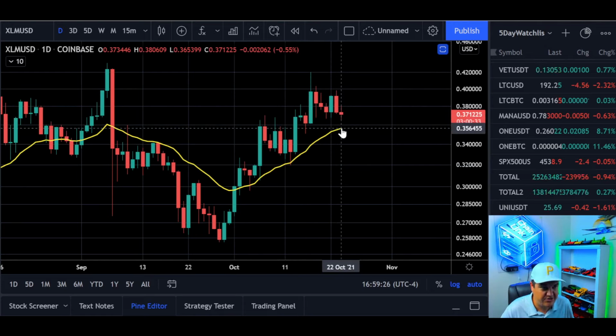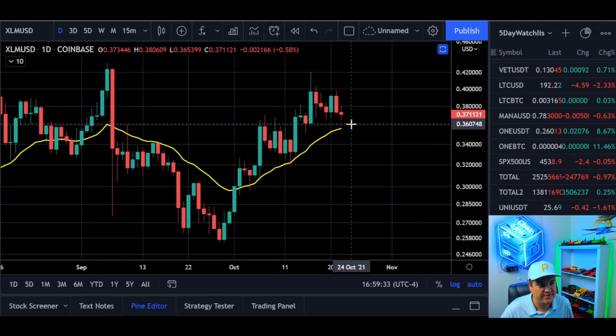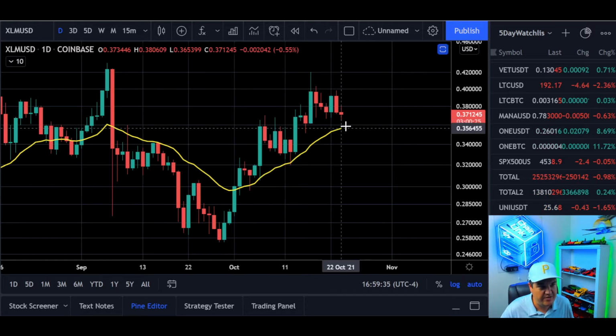So I would look for nice strong support here, because why? Look at these tops of the candles. Look at this candle, support, resistance will often flip as support again. So hopefully we bounce again if we come back down.